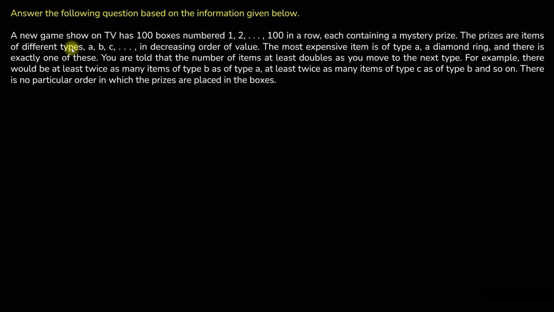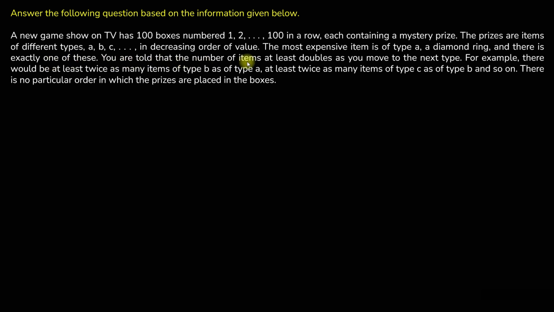Hi, so in this set we have a new game show on TV that has 100 boxes numbered 1 to 100 in a row, each containing a mystery prize. The prizes are items of different types A, B, C in decreasing order of value. The most expensive type is type A, which is a diamond ring, and there is exactly one of these.